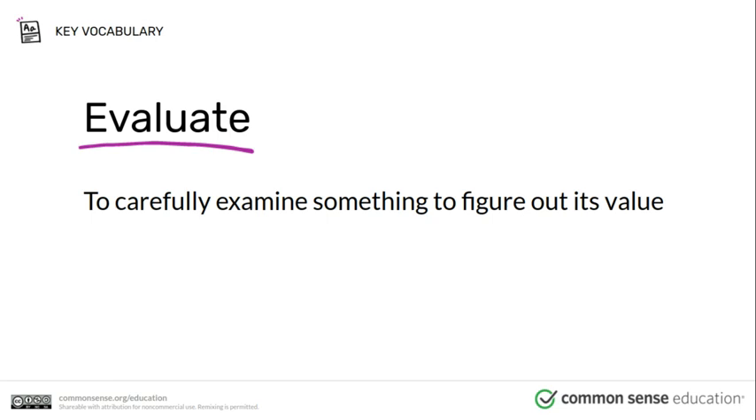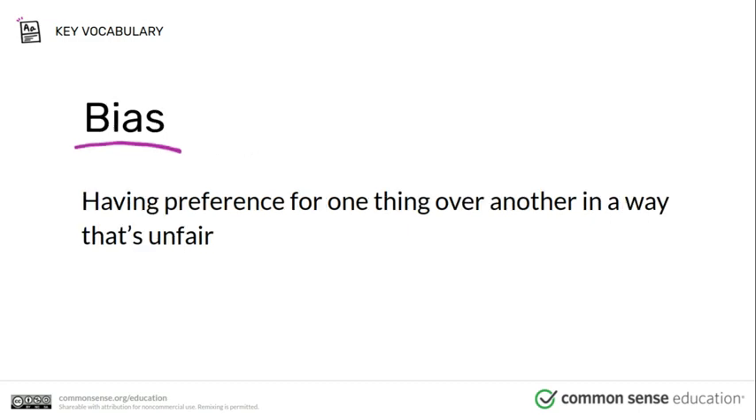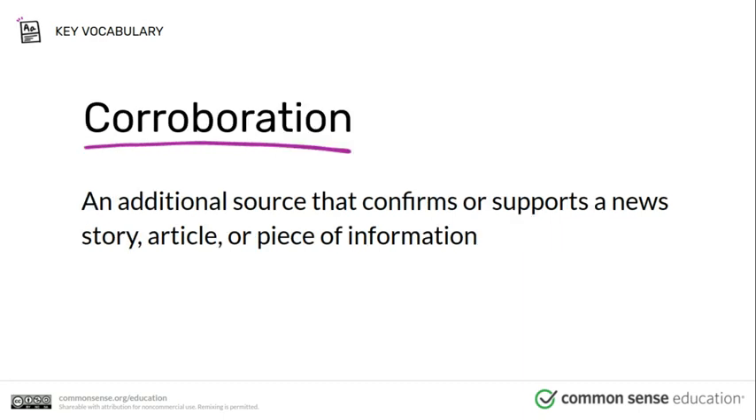This is another vocabulary word that's very important. To evaluate, we need to carefully examine something to figure out its value. We need to determine if it's biased. Bias means that the person writing it has a preference for one thing over another in a way that's unfair. Corroboration means that you can find other sources that confirm or support a news story, an article, or a piece of information.